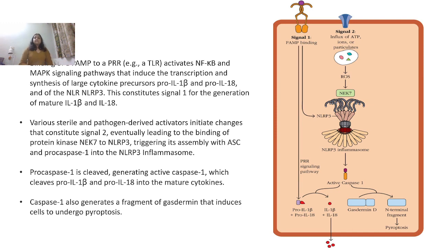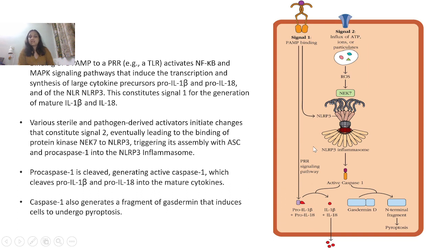So here is the signaling of the inflammasome. There are two types of signals present here. We can see signal 1 and signal 2. Signal 1 includes binding of a PAMP to a PRR. An example is TLR, which activates the NF-kappa B and the MAPK signaling pathways that induce the transcription and synthesis of large cytokines like pro-IL-1 beta and pro-IL-18, and of the NLRP3.